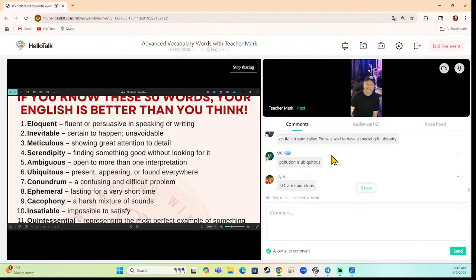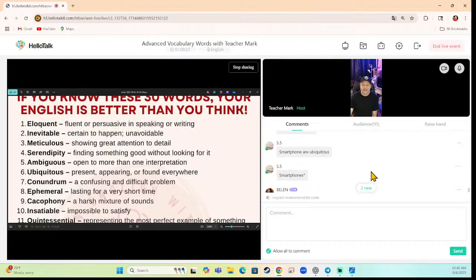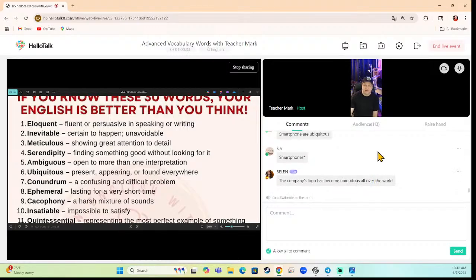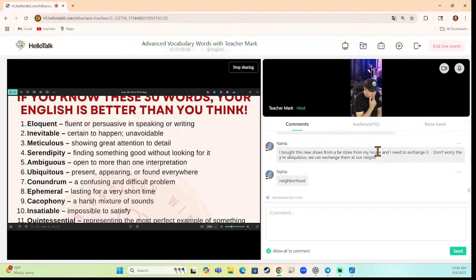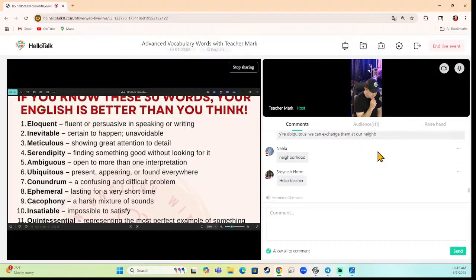I love language. Okay, let's see. Smartphones are pretty ubiquitous now, yeah, right? The company's logo has become ubiquitous all over the world. So now I want to look at this. I'm so curious now. Oh, no, okay. Yeah, so no, the word pious actually just comes from the Latin word pius, meaning devout, religious, faithful. Huh. Interesting. Okay.